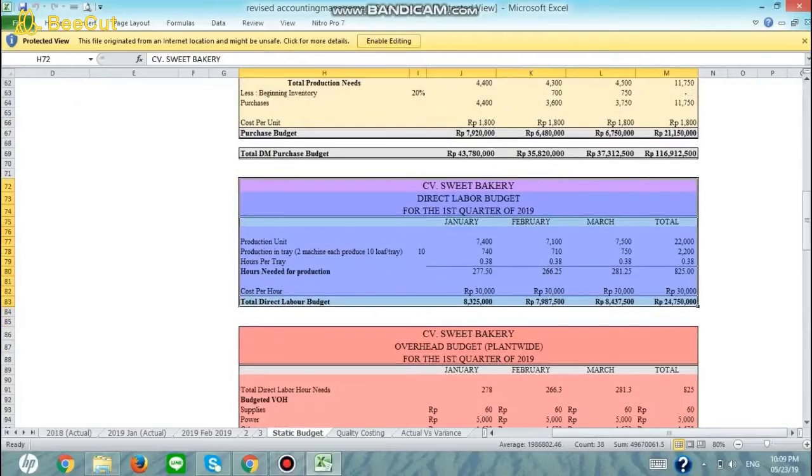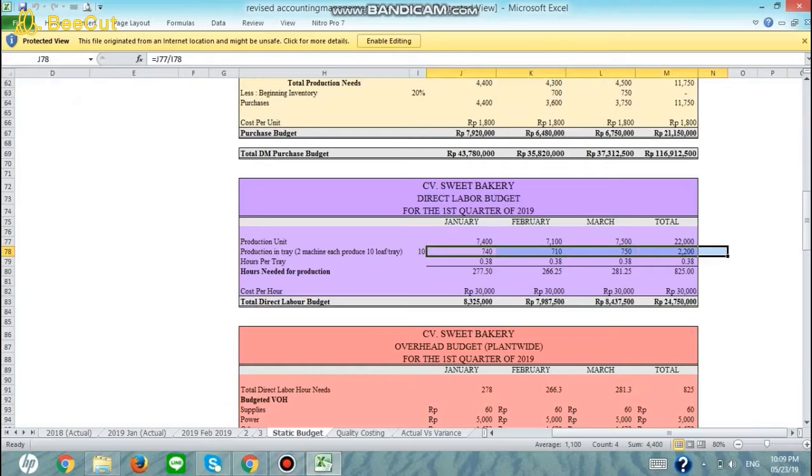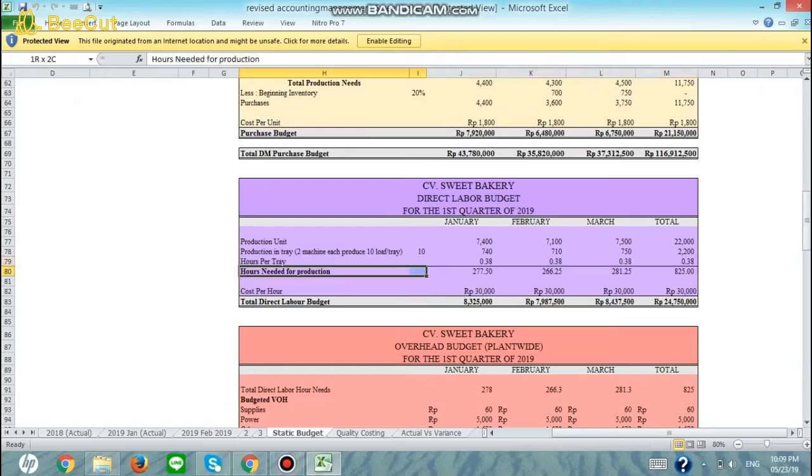Next is the direct labor budget. Input the production unit which was calculated in the production budget, and then divide the production unit by 10, because each machine produced 10 loaves per tray. After getting the total production in trays, multiply it by hours per tray, and we will get the total direct labor hours.